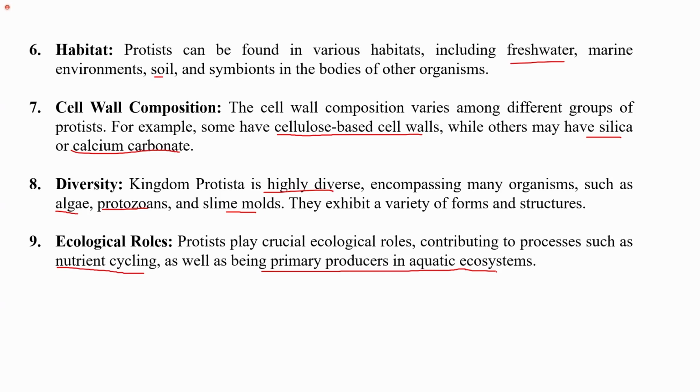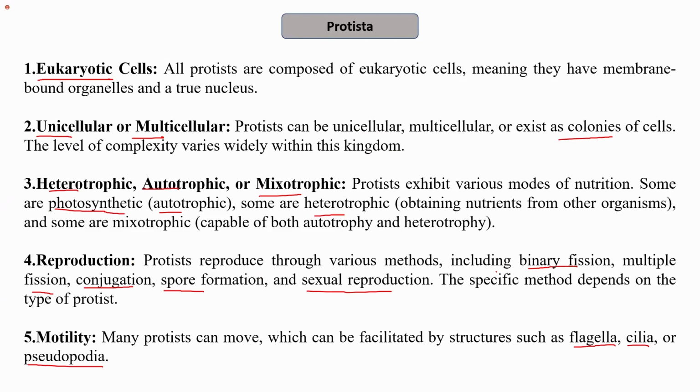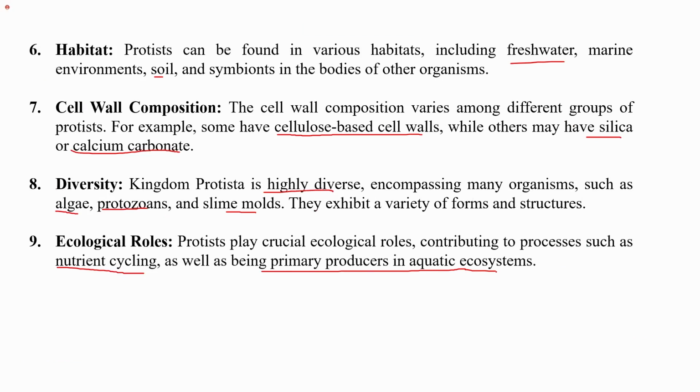So these are some of the characteristics of the kingdom Protista. While going through them, we get to know that the kingdom is highly diverse, be it in the mode of nutrition, mode of reproduction, or the structures that facilitate mobility. All of these are very diverse in different classes. Although kingdom Protista can be divided into many divisions and classes, we will talk only about the limited ones described in class 11th NCERT.